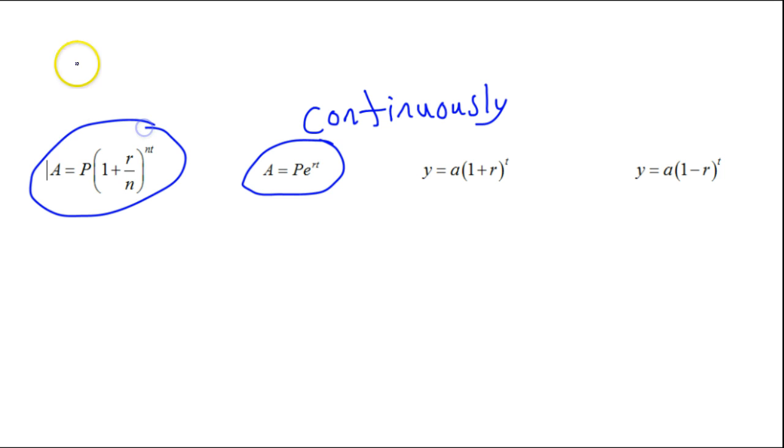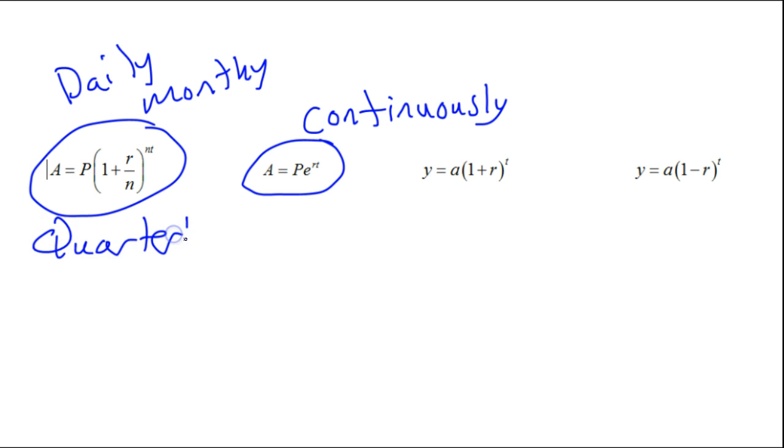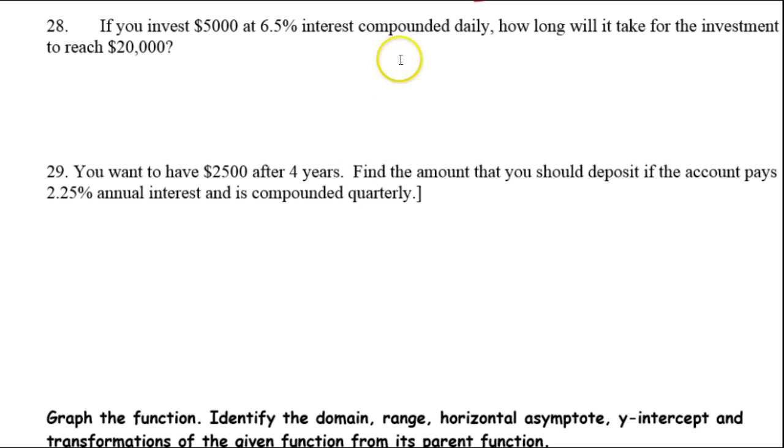But this is the one that we use when it's daily, monthly, quarterly, etc. And this n value has to do with how many times a year we are compounding. So if we compound monthly, for example, n is 12, because that means 12 times a year. If we do it daily, then n is going to equal 365 days a year. And if we do quarterly, then n is equal to 4, because quarterly is 4 times a year. Okay, so we're doing daily.